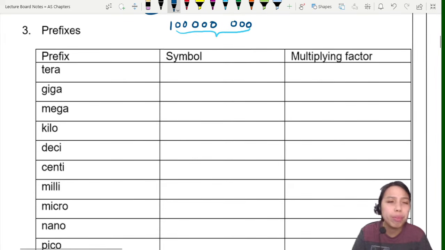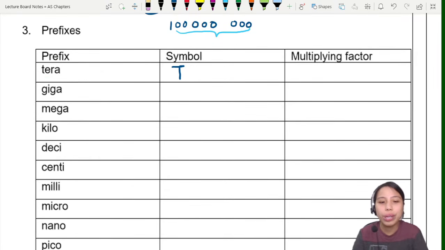Let's look through if you don't remember them. The first prefix is tera. It starts with a T. Please make sure you know your spelling, okay? Don't spell it wrong in a homework or exam. And the multiplying factor is 1 times 10 to the 12.